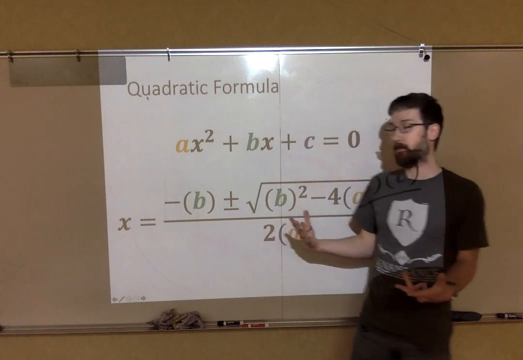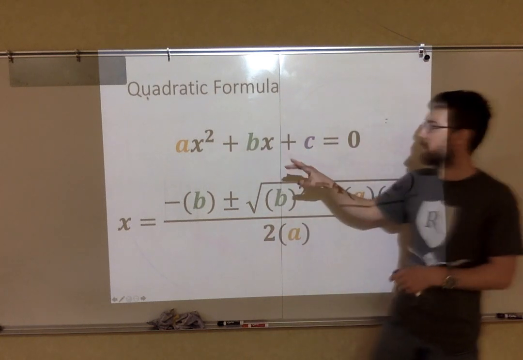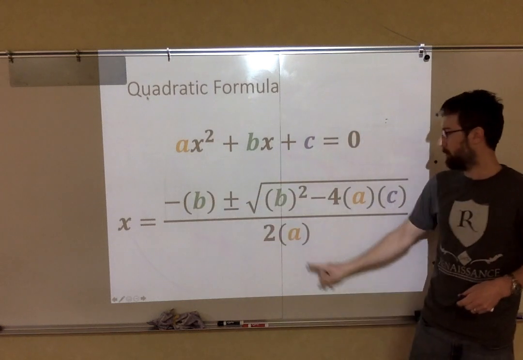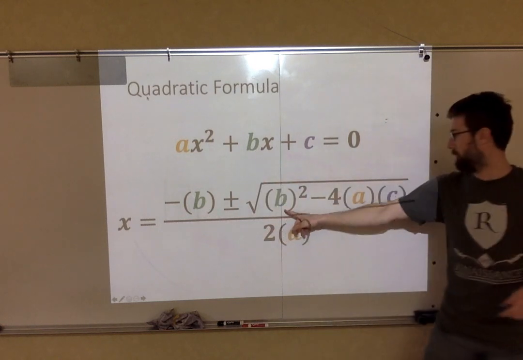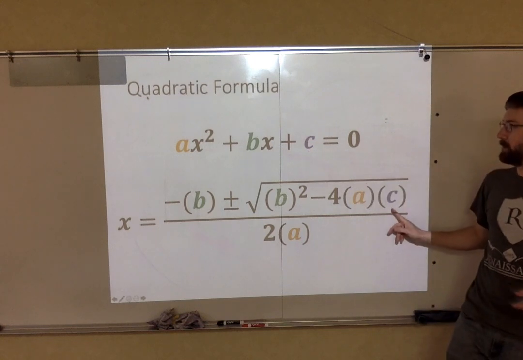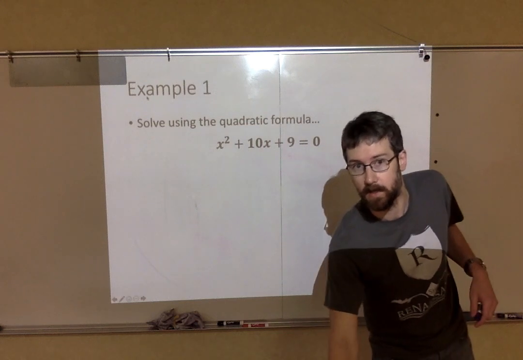So all we really have to do is get the equation into this form, standard form, and then take whatever number is in front of the x squared and put it here and here. Take whatever number is in front of the x, put it here, and then take whatever number is without an x, and put it right here. So what does that look like?